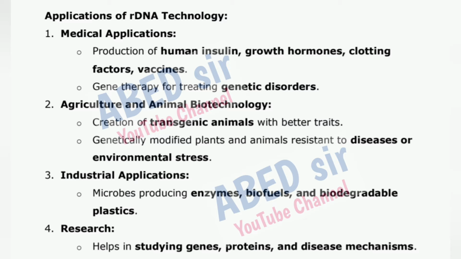2. Agriculture and animal biotechnology. Creation of transgenic animals with better traits. Genetically modified plants and animals resistant to diseases or environmental stress. 3. Industrial applications. Microbes producing enzymes, biofuels, and biodegradable plastics. 4. Research. Helps in studying genes, proteins, and disease mechanisms.